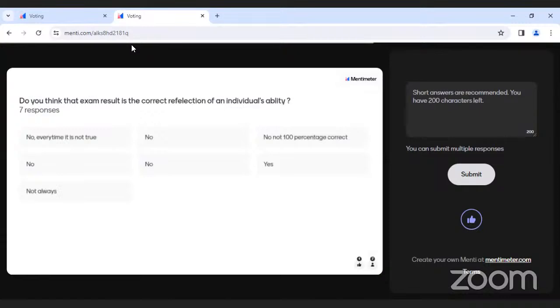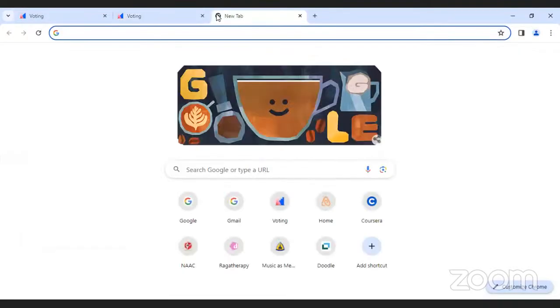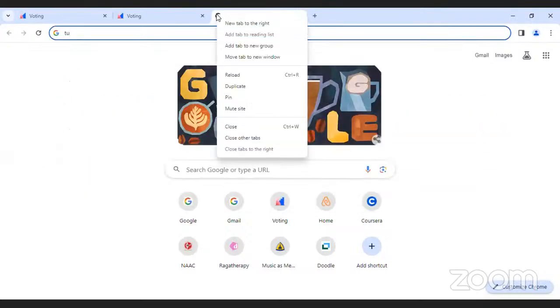Seven people have responded so far. So almost all of the answers say that, if you relate to ourselves, the exam results we had so far were not a true reflection of our ability. Many of the answers are in front of you, that we agree it's not a reflection of one's true ability, right? So like this, we'll have one more question.